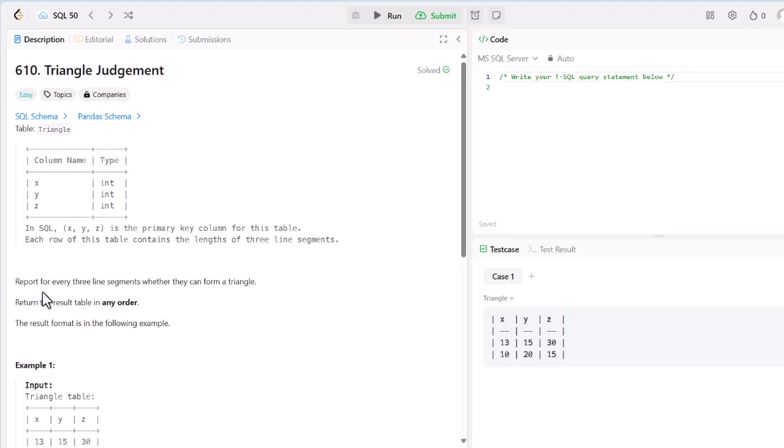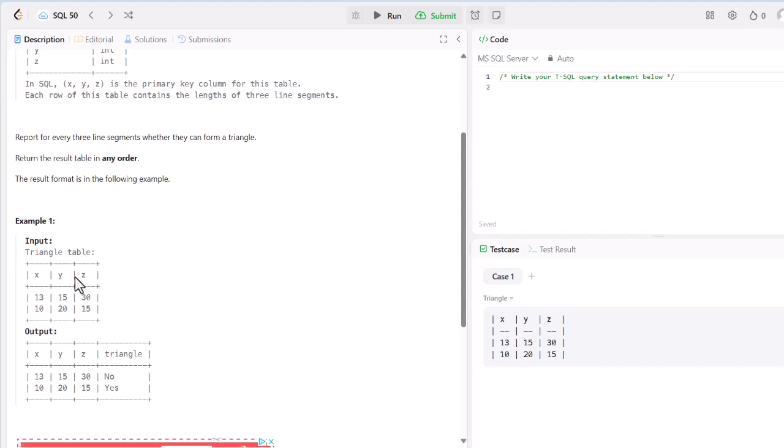So here's the question. Report for every three line segments whether they can form a triangle. Return the result table in any order, so we don't have to sort it. And here is an example input and output. So we have this table with X, Y, and Z values. We have 13, 15, 30, and 10, 20, 15, and then here's the output. For the first one, it is not forming a triangle, and for the second one, it is forming a triangle. So first we need to determine how we know if these three segments can form a triangle.